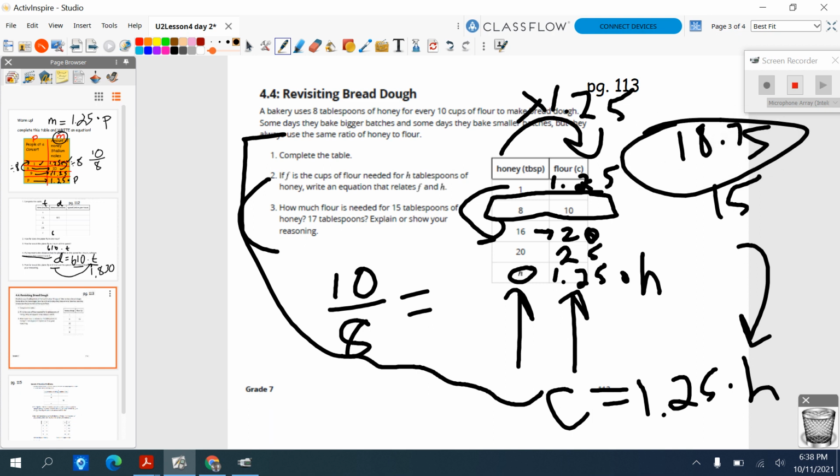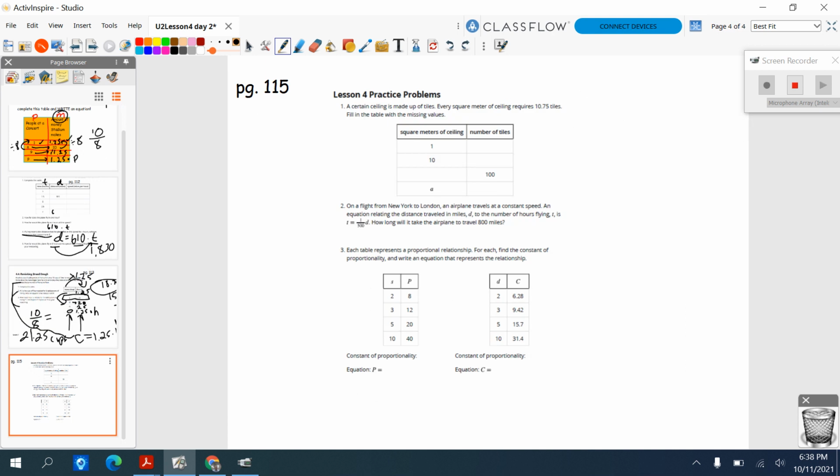All right. And then, for 17 tablespoons, you would do 17 times 1.25. And that answer would be 21.25. And you're going to always want to say cups of flour. Okay? Hopefully that helped.